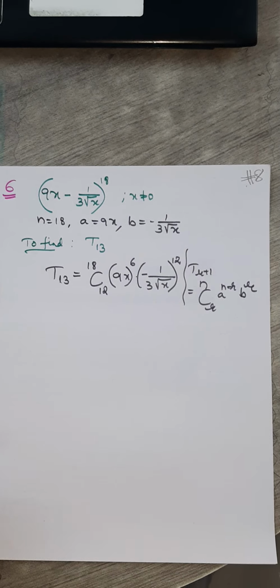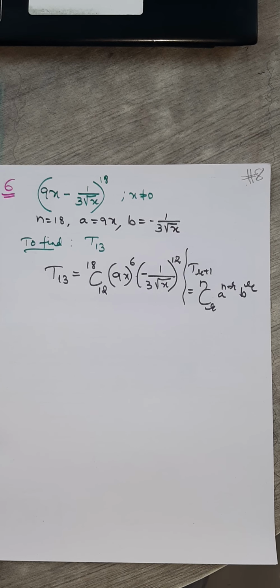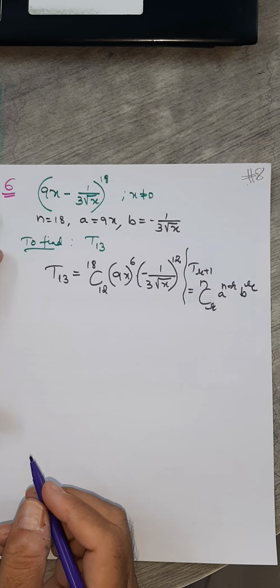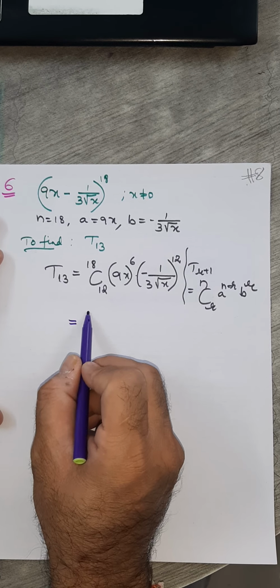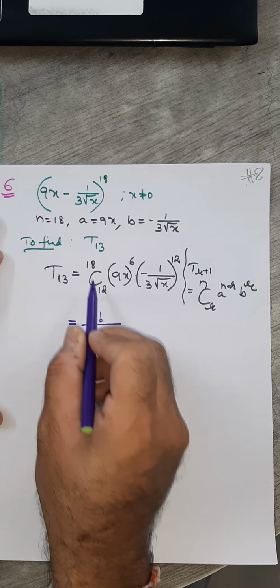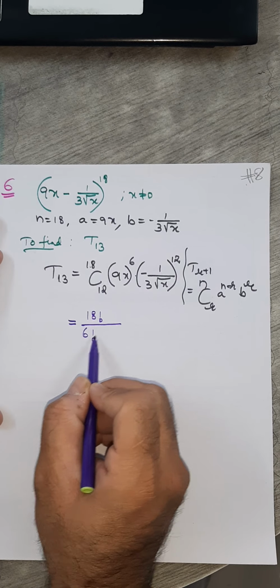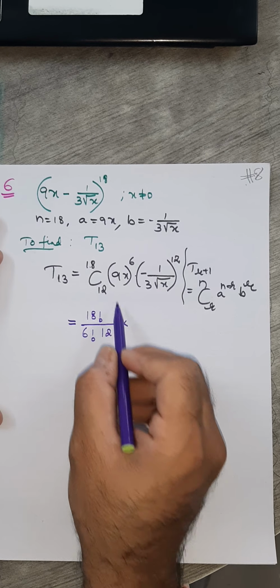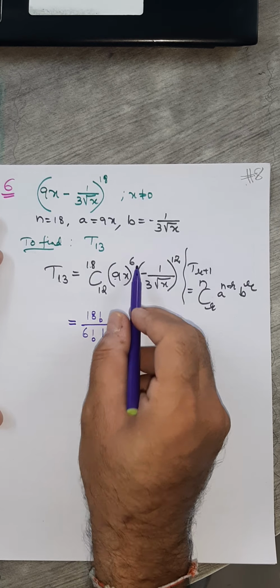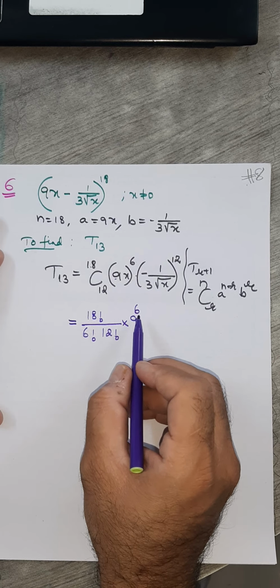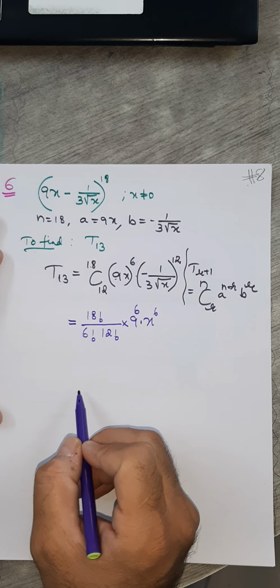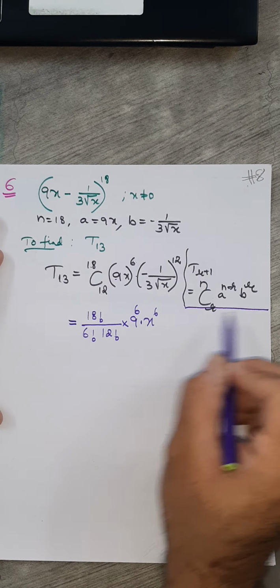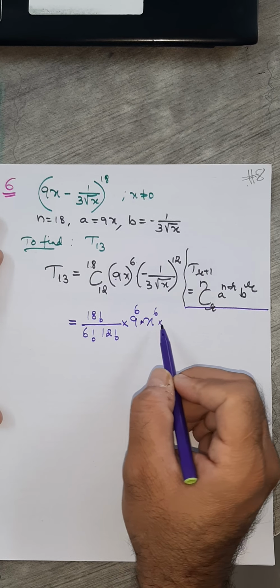Now the question is just simplification. We'll just simplify; it's now simple algebra. This is the only important step, remember. So let's simplify this. What is this? 18 factorial upon 18 minus 12, which is 6 factorial, into 12 factorial, into 9 raised to 6 into x raised to 6. I've applied these powers to both, as I've used a number of times.